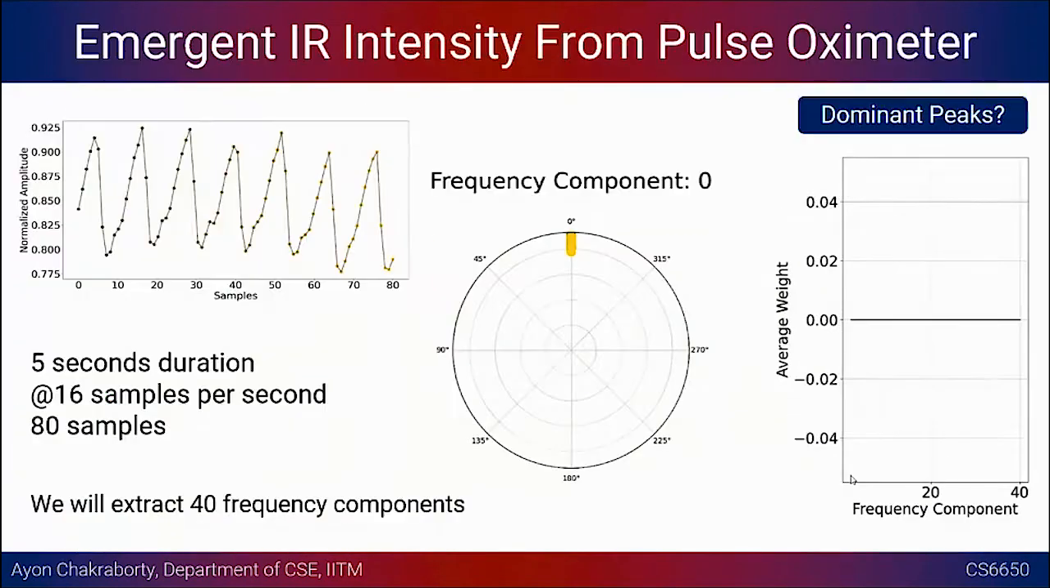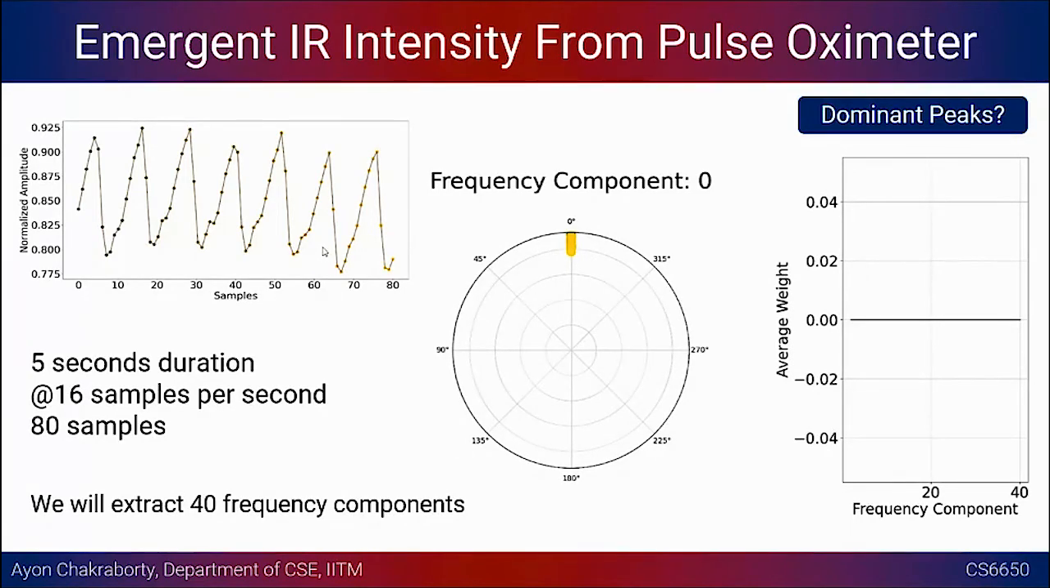Okay, so let's say I have this particular situation. I have this IR sensor data. I have taken 5 seconds duration of data that has been collected at 16 samples per second, so there are 80 samples. That's all. And I'm going to show you 40 frequency components, and I'm going to come to this later, right?